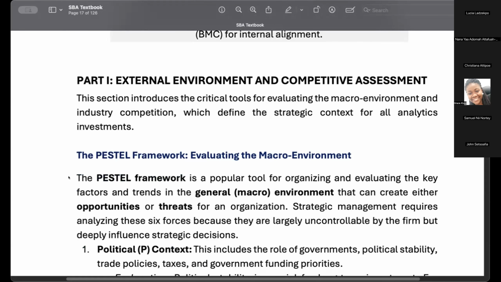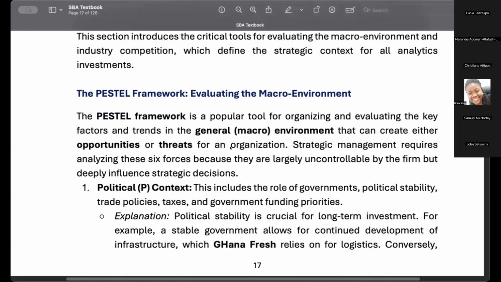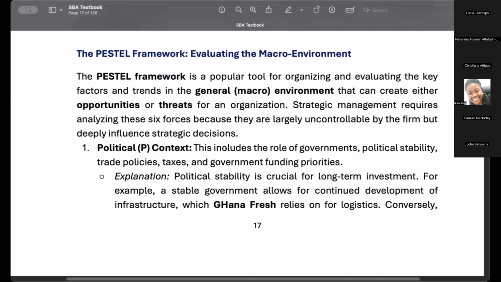The PESTEL is a very popular tool. Some of you may have heard about it when you were even doing your undergrad course. It's a tool that helps us organize the opportunities and threats organizations face within the context in which they work. So you see that the PESTEL is just an acronym. So it's political, economic, sociocultural, technological, environmental, and then legal.